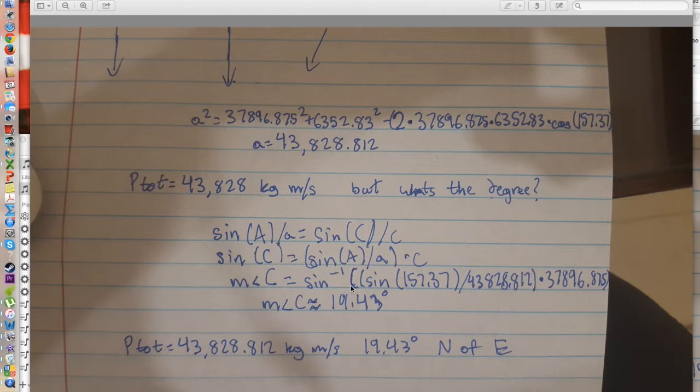the inverse sine times the sine of 157.37 divided by 43,828.812 times 37,896.875. And what you get is measure of angle C is about 19.43 degrees. So that means the total momentum is about 43,828.812 kilograms meters per second, 19.43 degrees north of east.